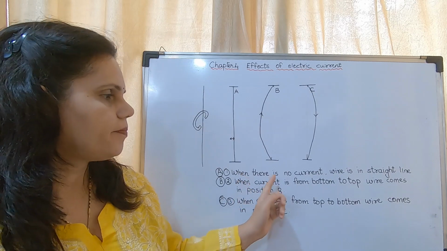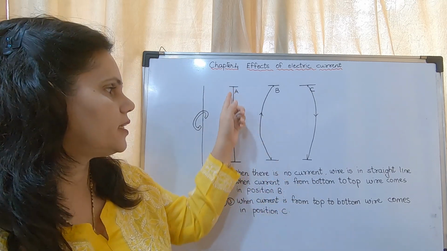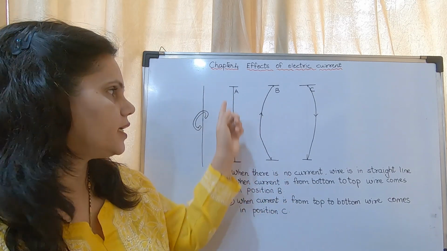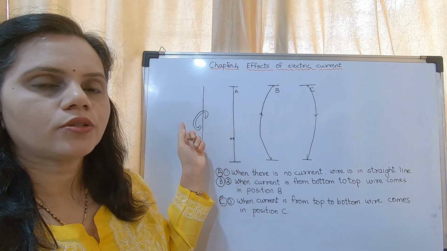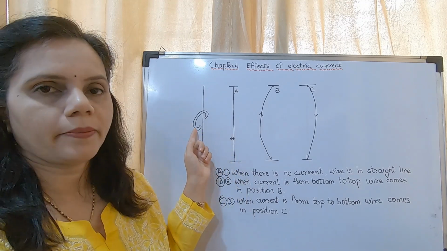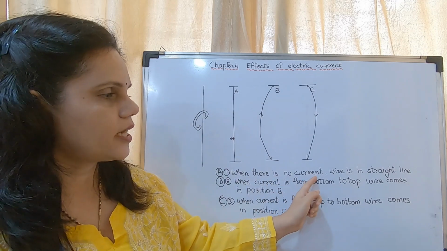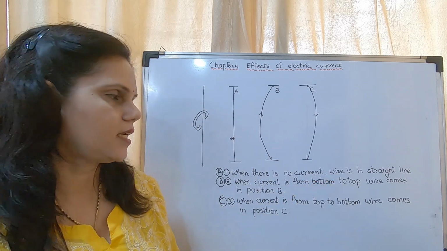So what is happening? When there is no current, then the wire is a straight line. In this case, I have not shown the horseshoe magnet. So when there is no current, the wire is in a straight line.